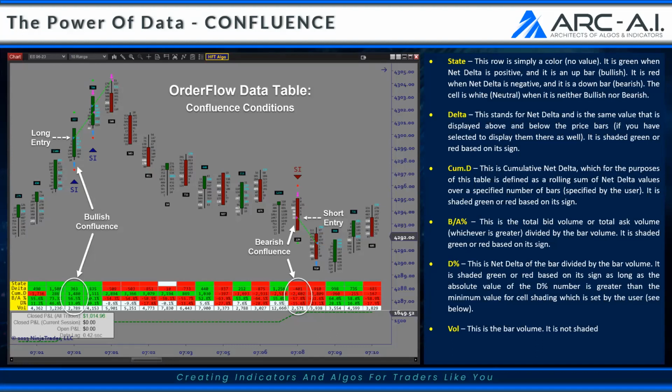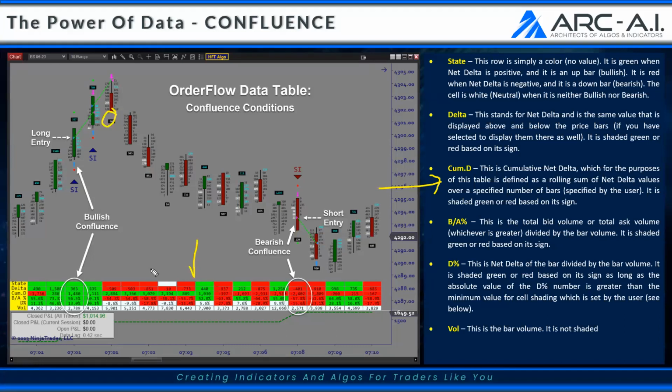So there's a number of different things that you're going to see here. You've got net delta, of course. You can see it above and below the bars if you'd like, or you can just look at it on the grid. You've got cumulative delta. This is going to be an addition of whatever number of bars that you want it to add. It will add the delta.